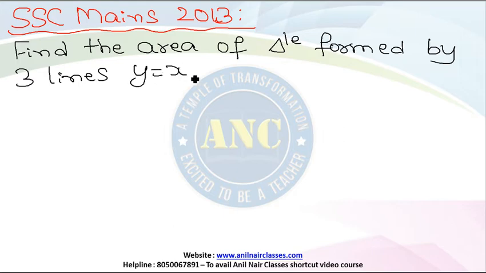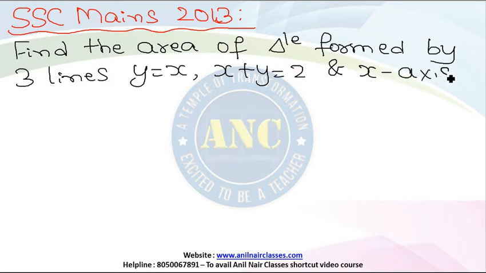First line is y is equal to x. Second line is x plus y is equal to 2. And the third line is the x-axis. When I draw all these three lines, I will be able to form a triangle from these three lines. I want to find the area of the triangle. Let me first draw the diagram for your understanding.